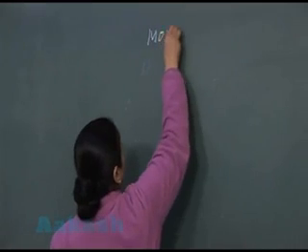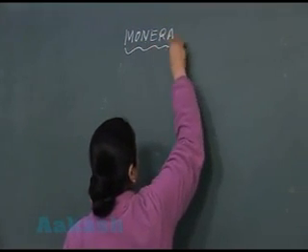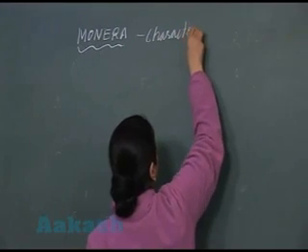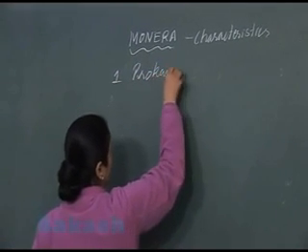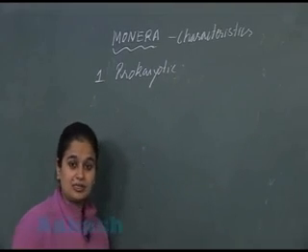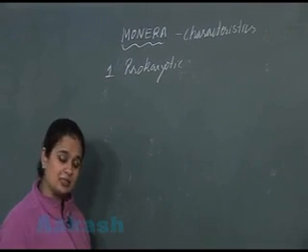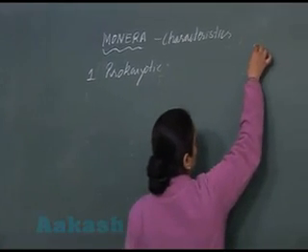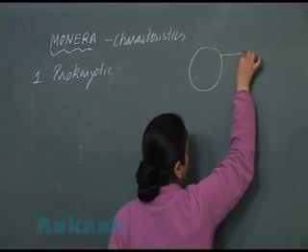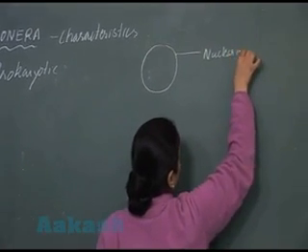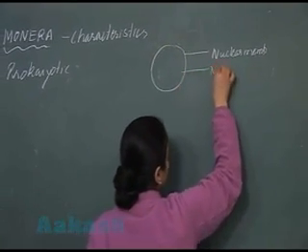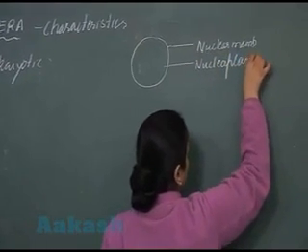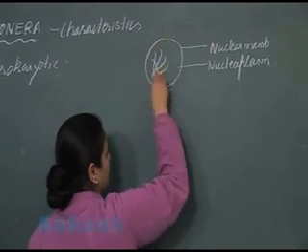So let's start with the characteristics of Monera. We have already discussed that they show prokaryotic cellular organization. That is, the true nucleus is absent in these organisms. Now, in the true nucleus, what do you see? There is the presence of a nuclear membrane. Inside the nuclear membrane, there is the nucleoplasm. In the nucleoplasm, there is genetic material.